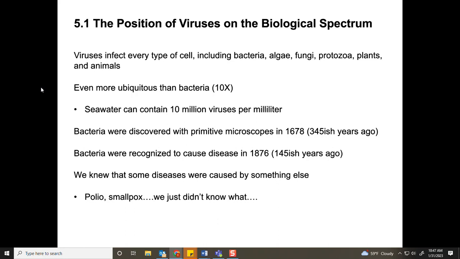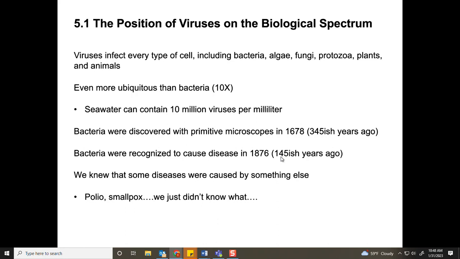So when did we discover bacteria? They were discovered with very primitive microscopes around 1678. That's about 345-ish years ago. And they were recognized to cause disease later than that, in 1876, which is approximately 145 years ago.